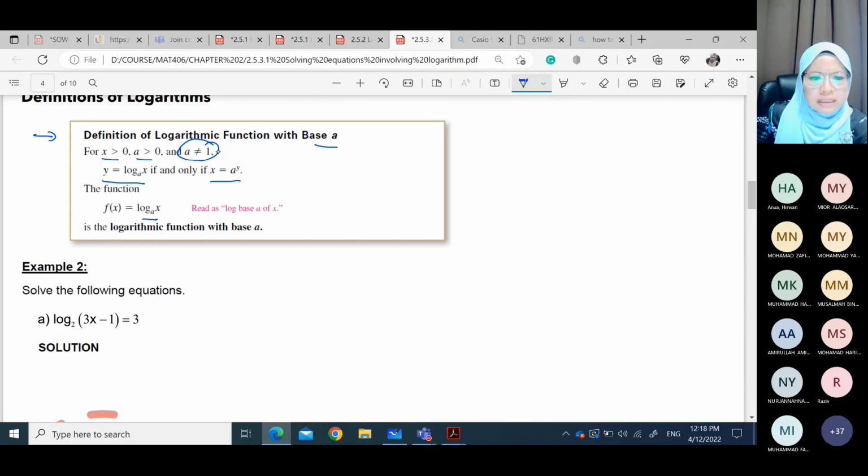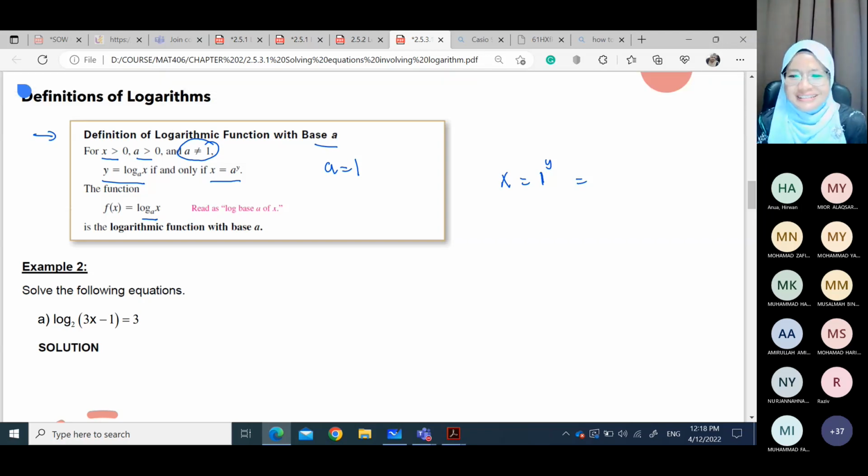Kalau a sama dengan 1, macam mana? Katakan a equals to 1. Apa yang berlaku? So x equals to 1 to the power of y. 1 kuasa y, apa jawapan dia? Jawapan dia tetap 1. Okay?